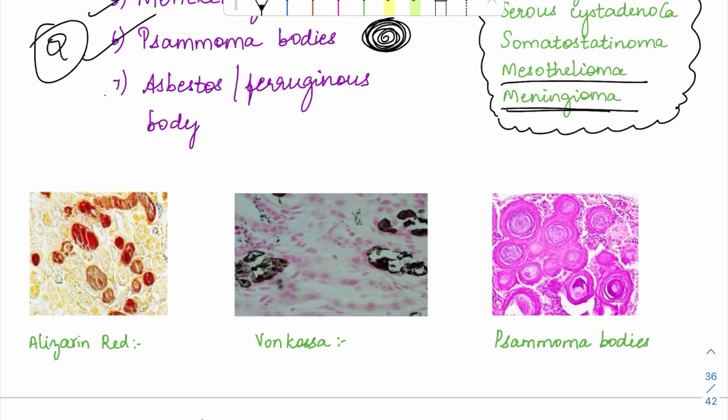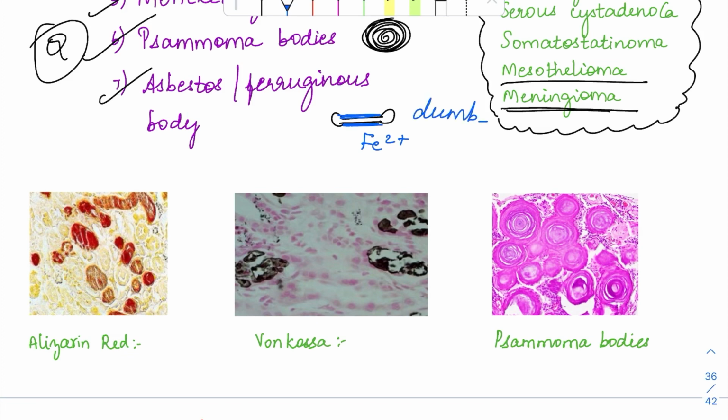Then an asbestos or ferruginous body. In the pneumoconiosis called asbestosis, there is going to be deposition of asbestos fiber in the center, surrounding which there is going to be some other mineral deposition. Most commonly, the mineral will be iron. Okay, so it is also called a ferruginous body, and it has a classical appearance of a dumbbell.